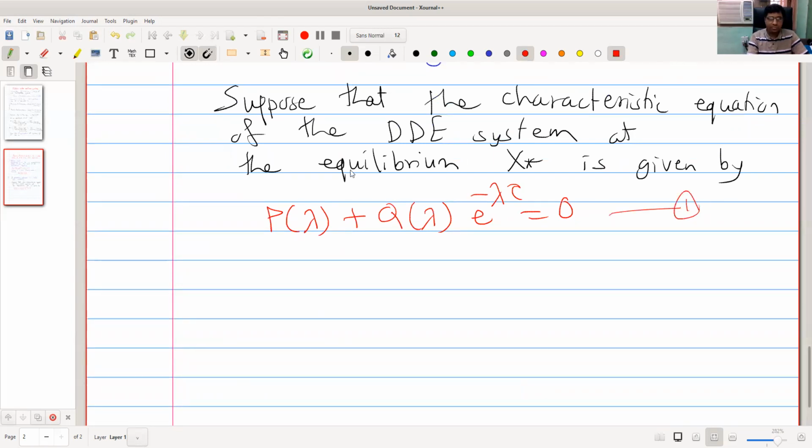Just call this as (1), where p and q are polynomials in lambda. This function should not contain e raised to minus lambda tau.